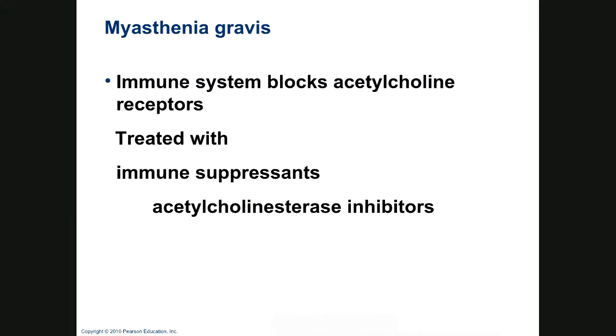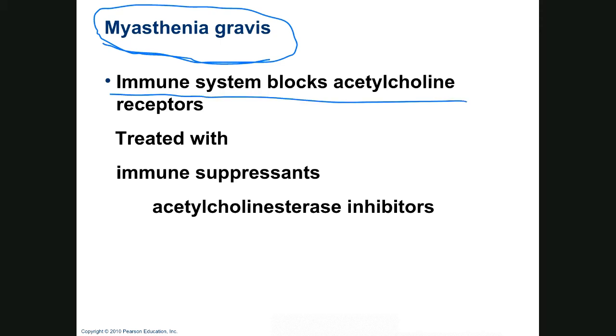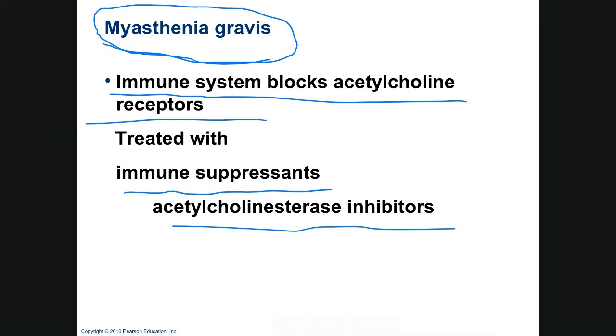Another disease process involving the neuromuscular junction is myasthenia gravis. It's actually been found to be a series of diseases because it's not just one antibody that's made, but multiple. The immune system produces antibodies that block acetylcholine receptors. Now, since this is an overzealous immune system, you give immunosuppressants. You can also give acetylcholinesterase inhibitors. They leave more acetylcholine in the neuromuscular junction, and that allows the muscles to have more contractions.